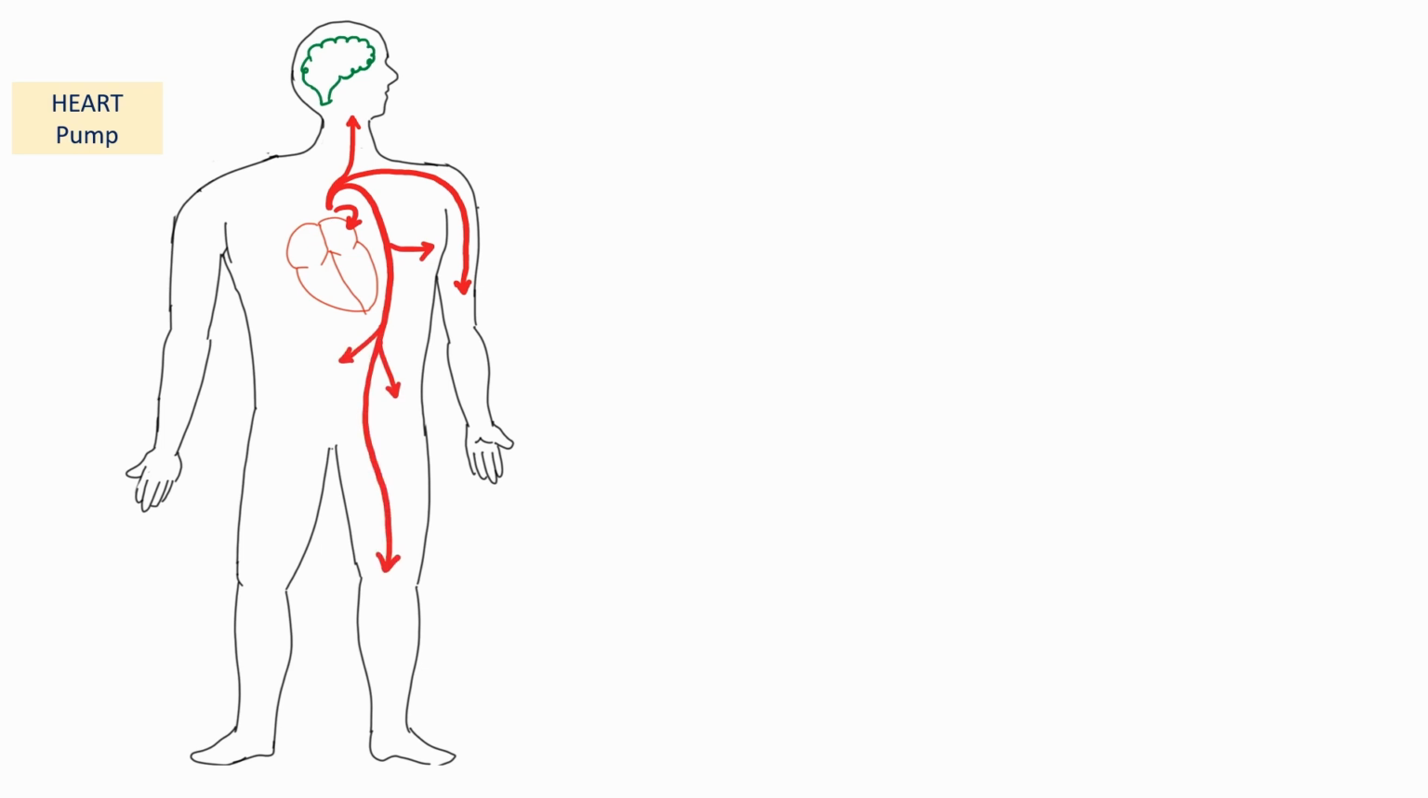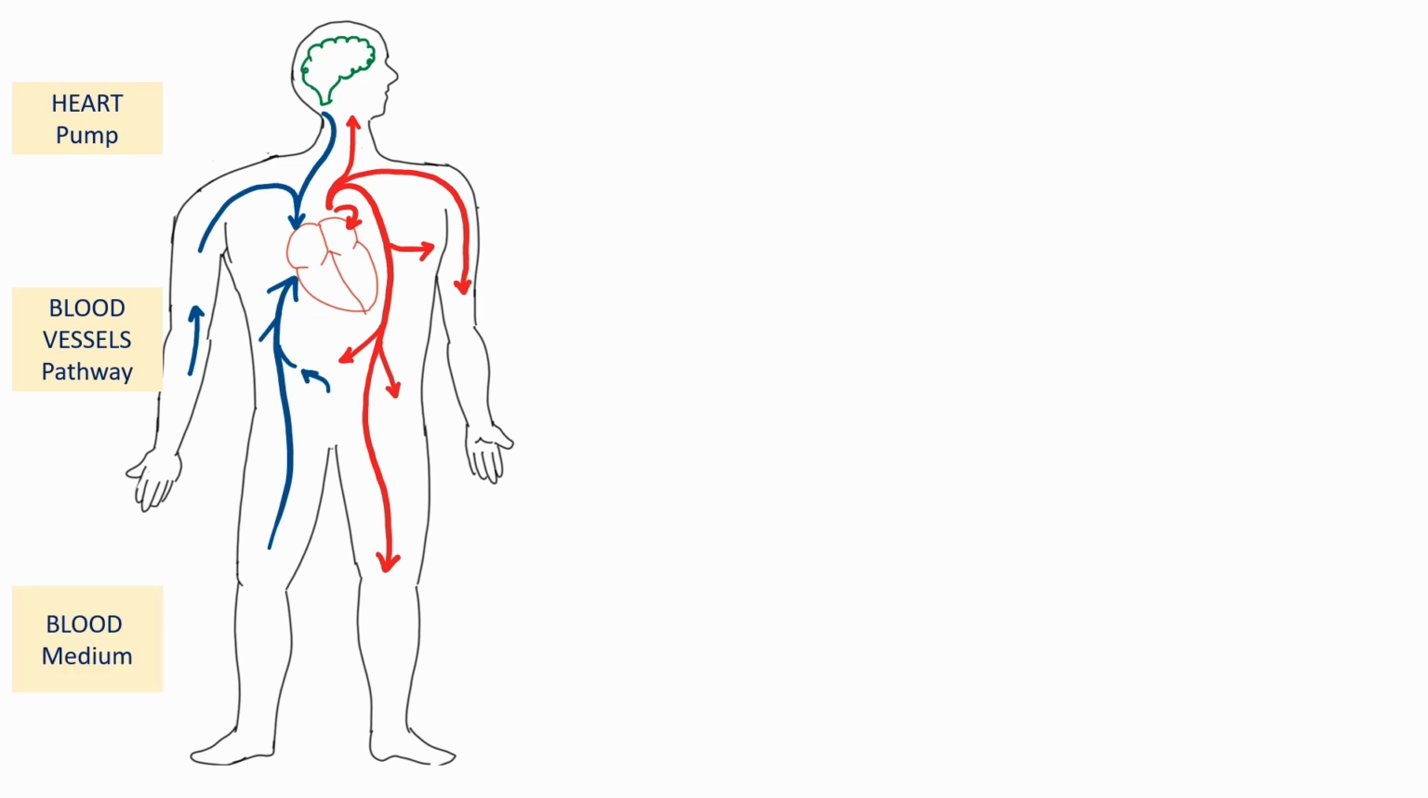The heart functions as the pump in the human circulatory system and pumps blood all over the body to various tissues, including important ones such as the brain and the heart itself. It receives blood back from these tissues, and the pathways through which it receives this blood back and sends it through are called the blood vessels. The medium which travels through these blood vessels is called the blood.